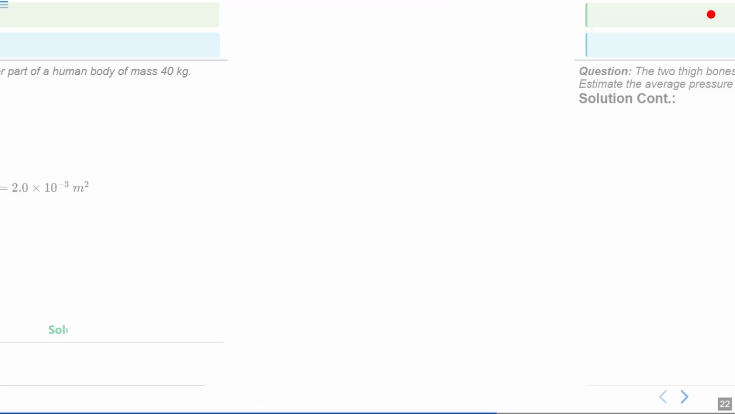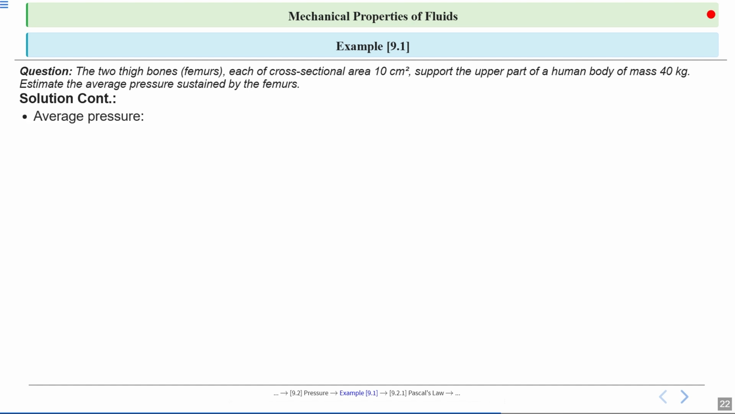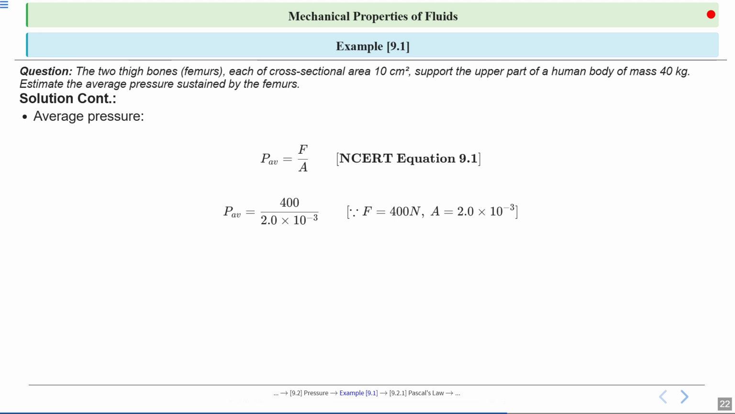Now average pressure. The formula for average pressure, P average, is equal to force upon area. Let's substitute the given values into the formula. We have a force of 400 newtons and an area of 2.0 × 10^-3 square meters. By plugging these numbers into the equation, we can calculate the average pressure. After performing the calculation, we find that the average pressure is 2.0 × 10^5 Newton per meter square.